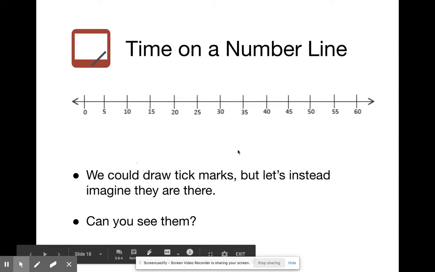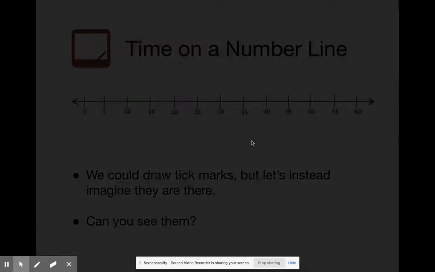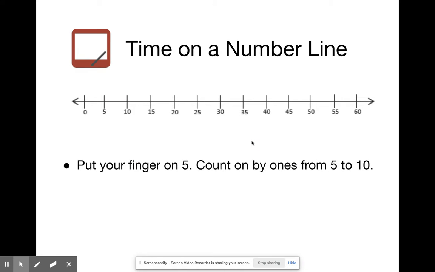All right, we could draw all of those tick marks, but we're just going to imagine that they're there, okay? Because that's a lot of tick marks to draw. All right, so we're going to put our finger on 5, and now we're going to count from 5 to 10 by ones. All right, everybody with me, ready? And then when you do it, you can kind of draw on those little imaginary lines as you count.